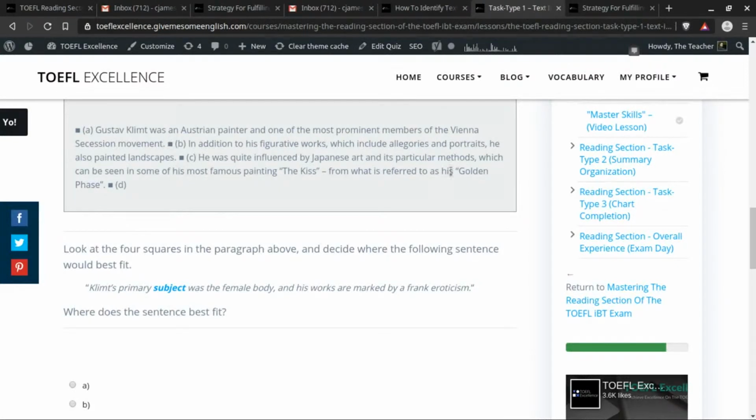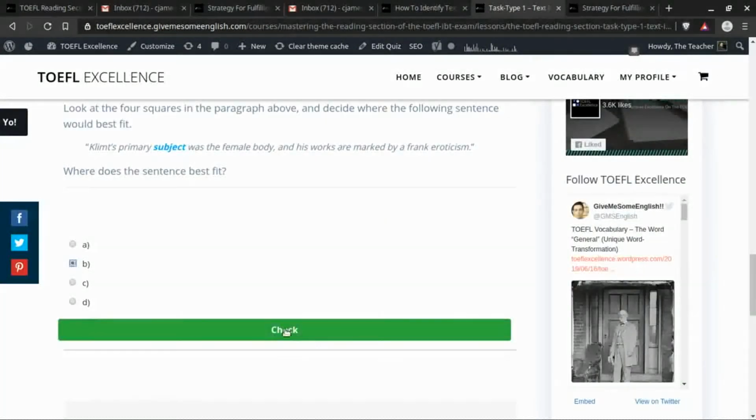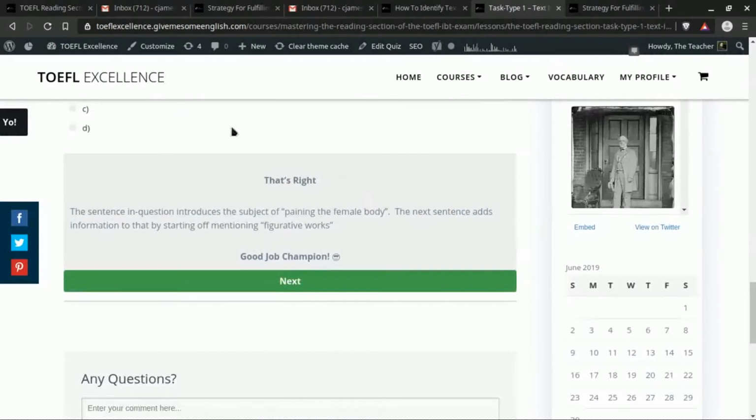Now, we could read further to try to find out if it fits in the other sentences, but this is the best place it's going to fit anyway because there is missing information right there. So we pick that one and move on. And as always, even if you get the answer right, it will give you more information as to why it was right. And here it's referring to the female body and the figurative works.